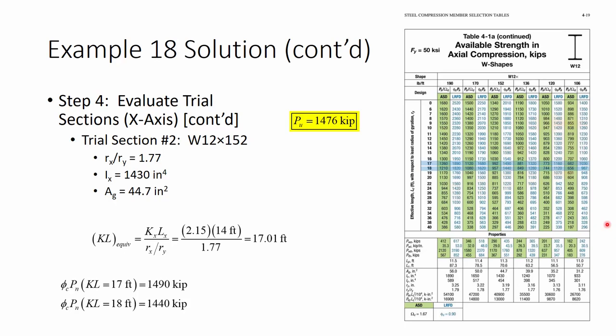But looking at that, I think it's safe to say that trial section number 2 is good. And so trial section number 2 is going to be our section. Now we have done a lot of math, a lot of computations, and so I would strongly advise that if you were actually going to use this column, you take the time to evaluate the capacity of this column according to the equations in Chapter E, just because you want to use another method to ensure that you're getting around the same capacity.